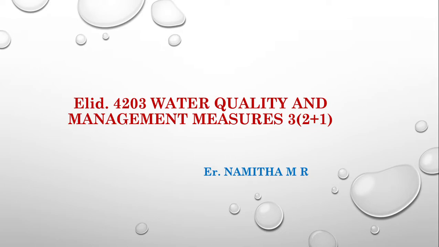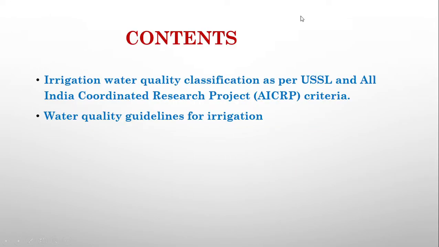So in this lecture, we will see the irrigation water quality classification as per USSL and AICRP criteria. Irrigation waters are of different types according to the different contaminants present in them. So it is classified by USSL and AICRP. We will see both the classifications.